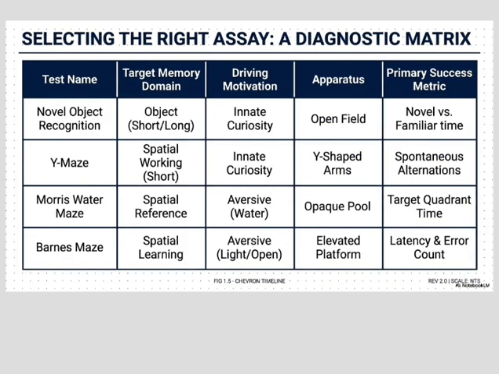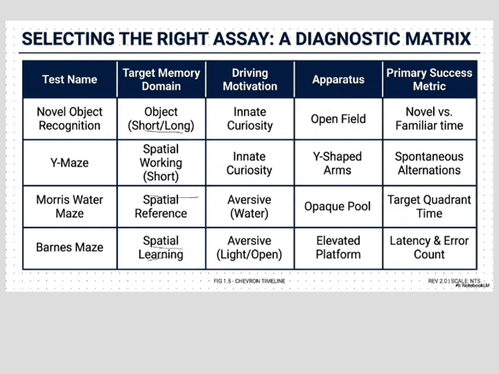Now, the slide shows the diagnostic matrix, as researchers must consider several factors before finalizing the experimental paradigm. First, the cognitive domain of interest must be identified, like which memory you are going to study: recognition memory, long-term and short-term memory, spatial working memory, spatial reference memory, and spatial learning.